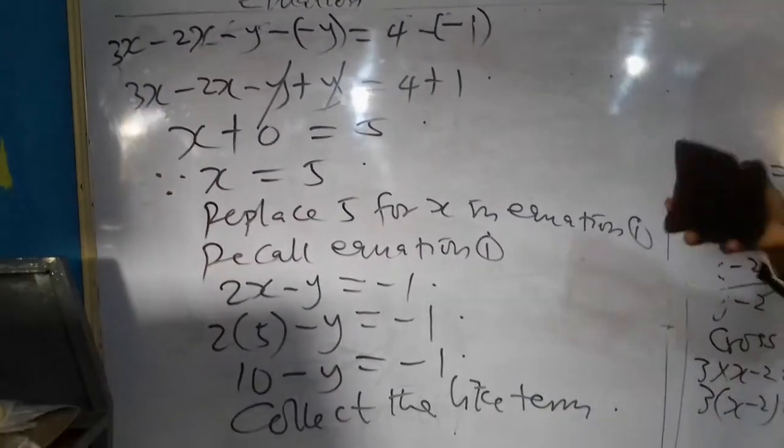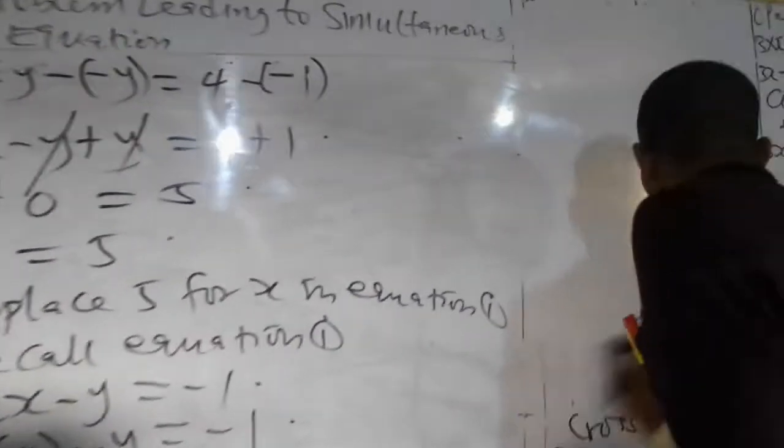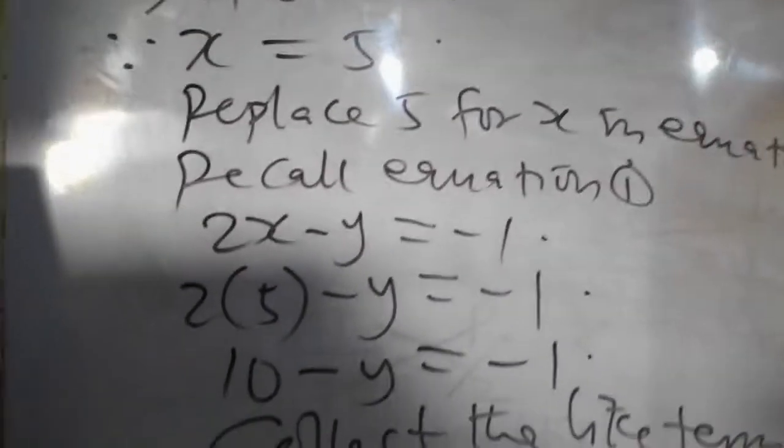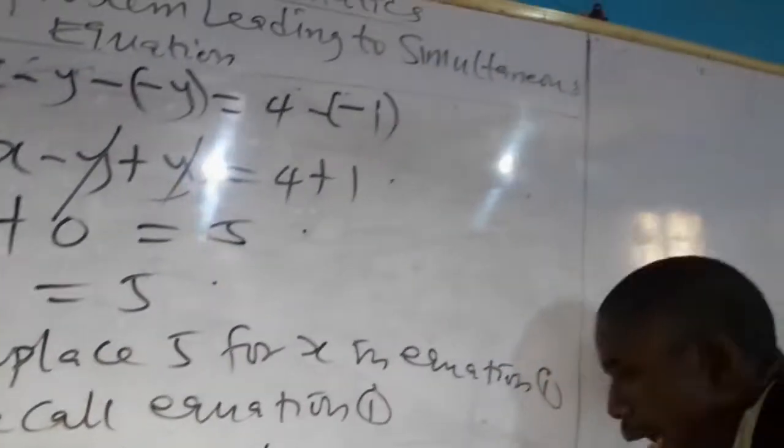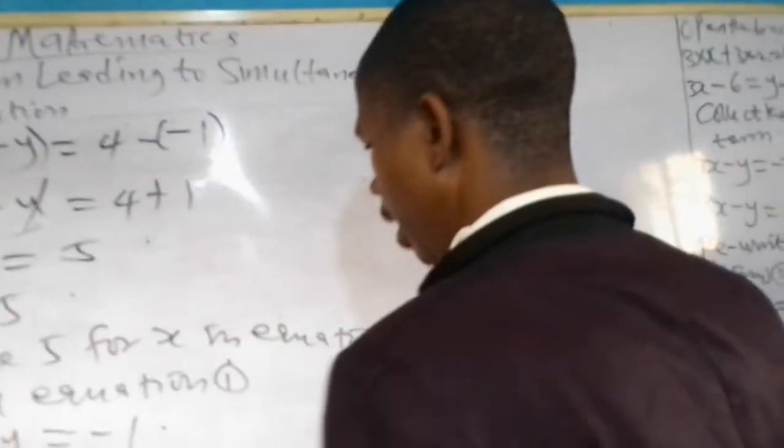We are trying to collect the like terms, isn't it? That is what we want to do, the one that is common to both sides, the left-hand side and that of the right-hand side. We want to collect the like terms. What do we do?